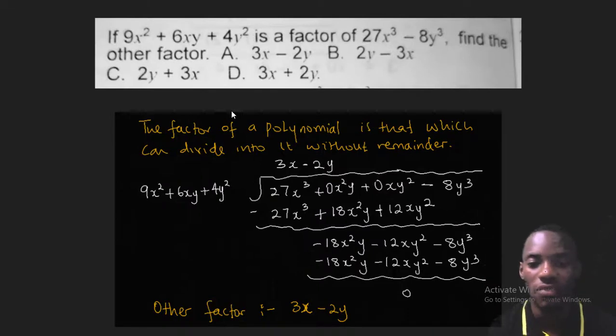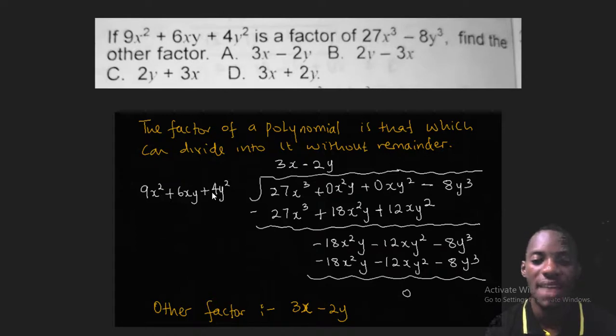Now the last one for this video. The factor of a polynomial is that which can divide into it without remainder, and that's what I have here. Okay, so the first thing to do is actually this: find the other factor. So we've been given one factor to find the other factor. What should we do? What we have been doing since. So we'll just divide this into this. 27 divided by 9 is 3. S cubed divided by s squared is x. So I have 3x here.